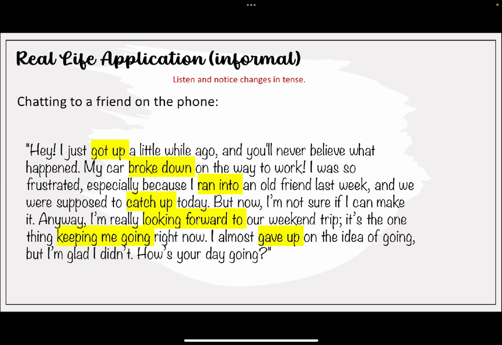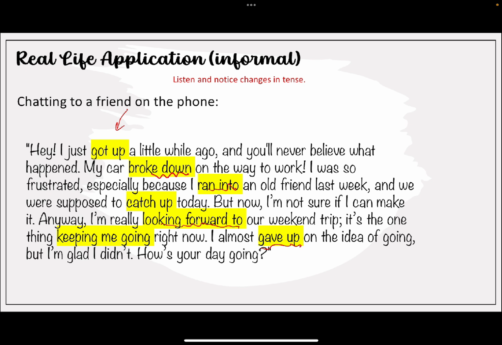How's your day going? Did you spot any phrasal verbs in there? You might have heard got up, broke down, ran into, looking forward to, and gave up. I got up a little while ago. My car broke down on the way to work. I ran into an old friend. I'm really looking forward to our weekend trip. I almost gave up on the idea.